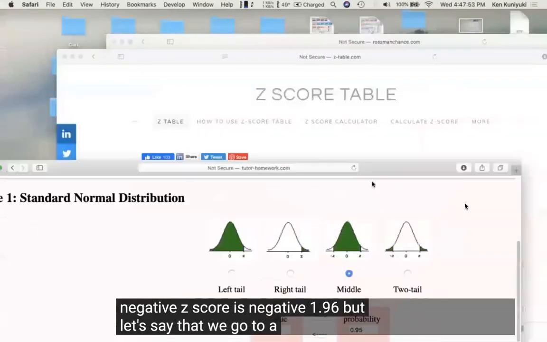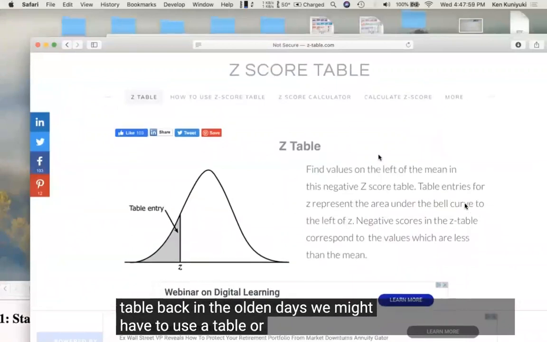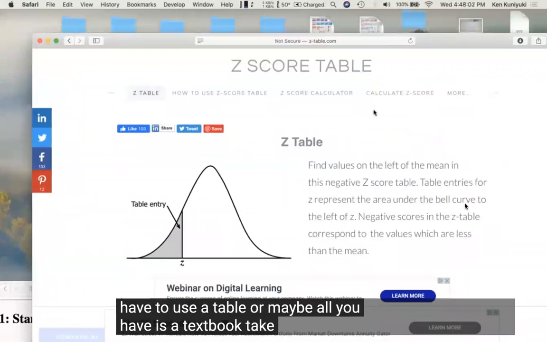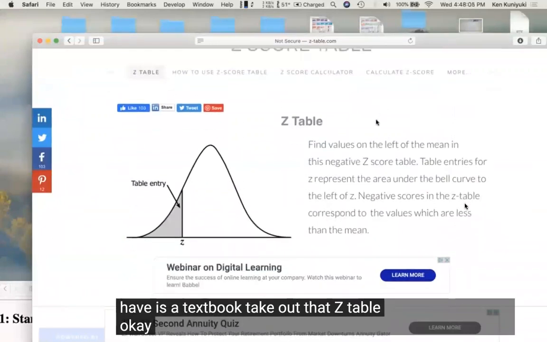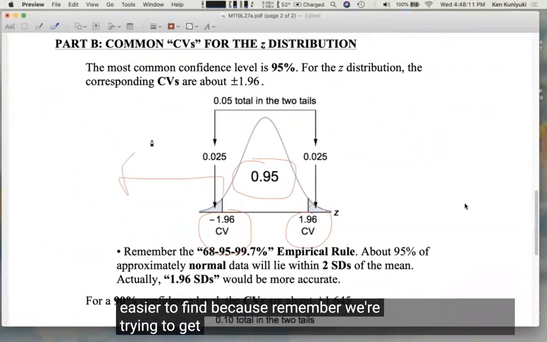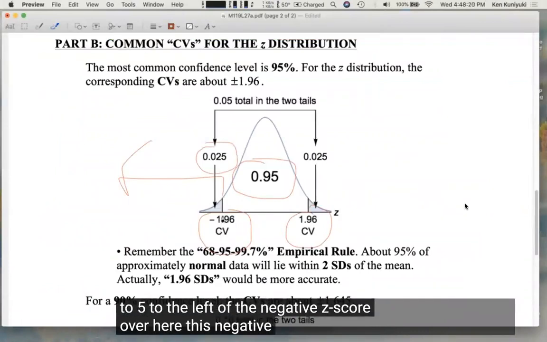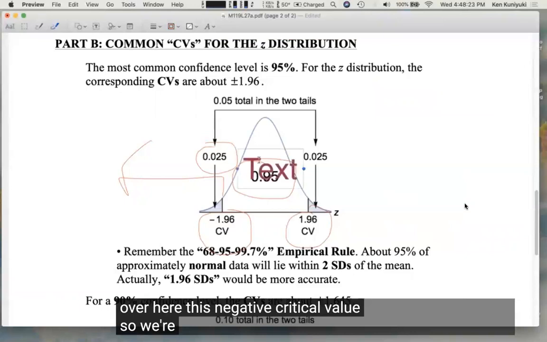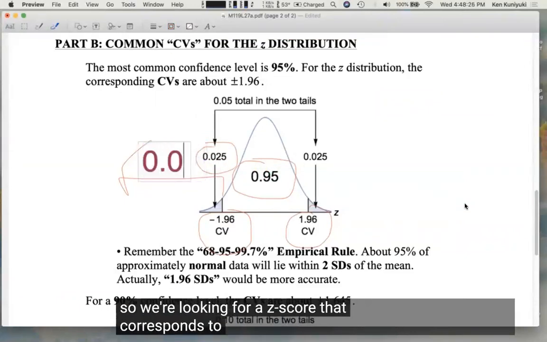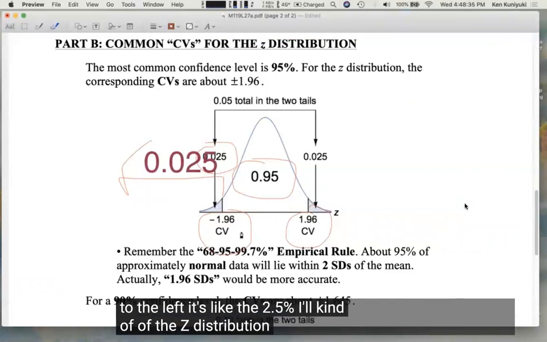But let's say that we go to a brute force table. Back in the olden days, we might have to use a table. Or maybe all you have is a textbook. Take out that z-table. Actually the negative z-score is easier to find because remember, we're trying to get half of 5% or 2.5%, 0.025 to the left of the negative z-score over here, this negative critical value. So we're looking for a z-score that corresponds to 0.025 probability or area to the left. It's like the 2.5 percentile of the z-distribution.